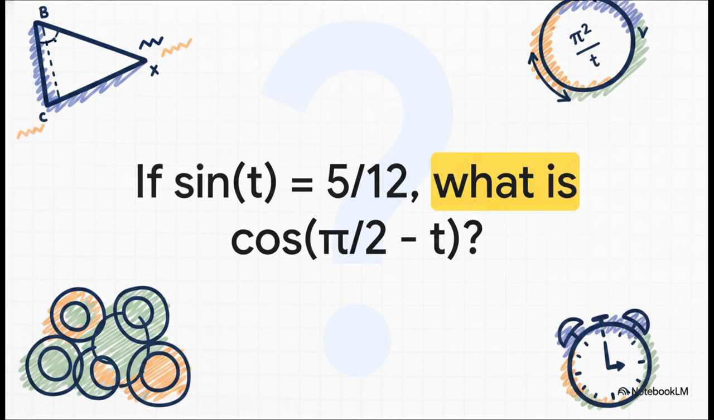We need to make sure you fully grasp this cofunction relationship before we put it to the ultimate test. So, here's the question. If the sine of angle t is 5 over 12, what is the exact value of the cosine of pi over 2 minus t?